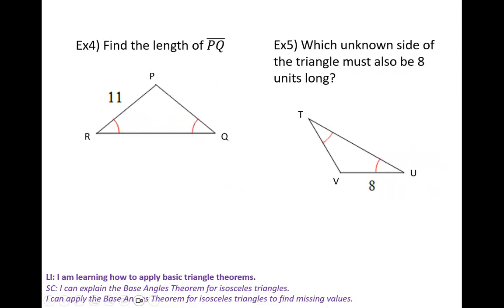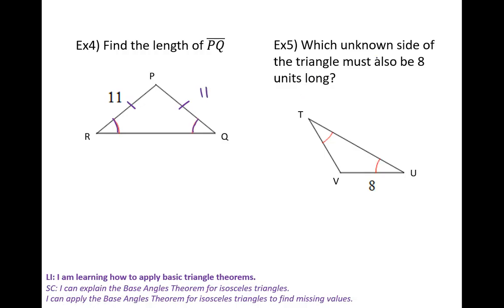Let's go forward. Number 4, find the length of PQ. This is using the base angles theorem, or the base angles theorem backwards. We know two congruent angles, so if we have two congruent angles, then we also must have two congruent sides, which means the length of PQ must be 11.